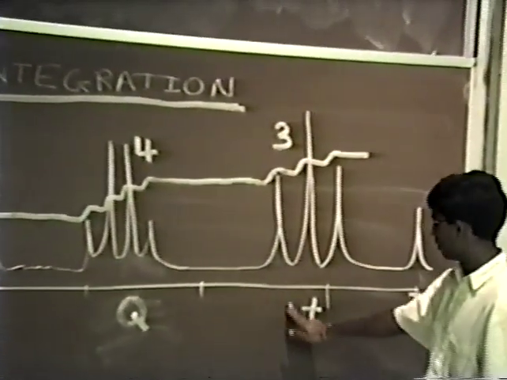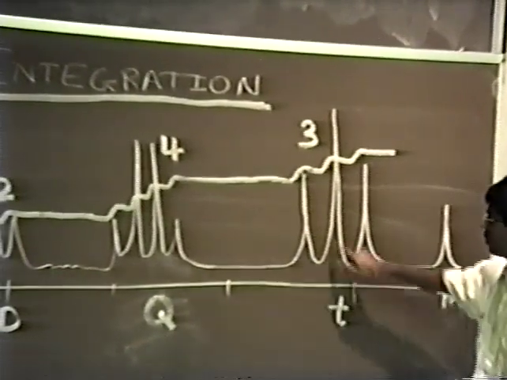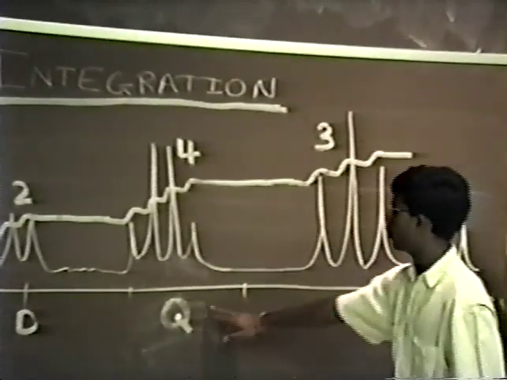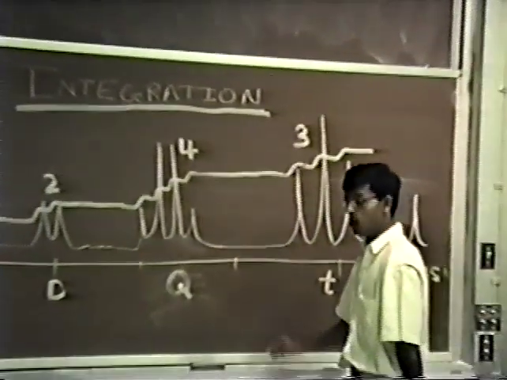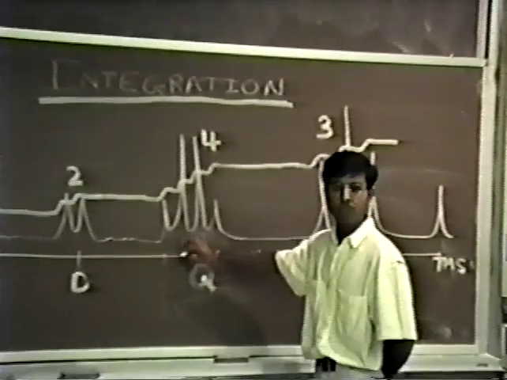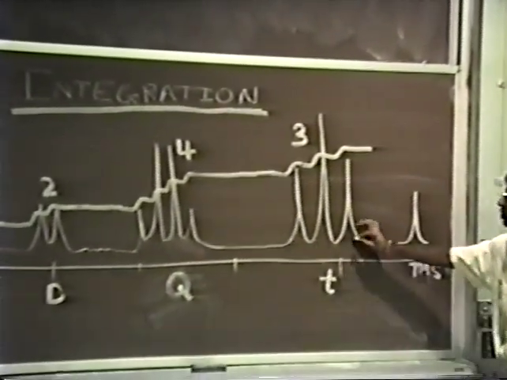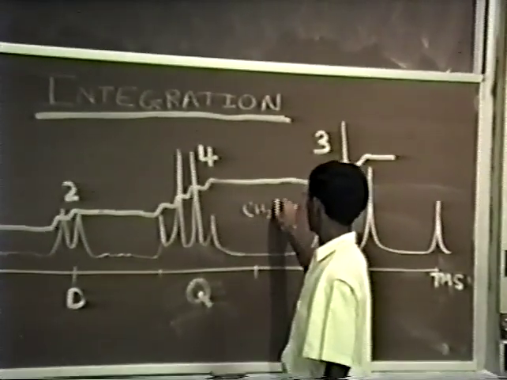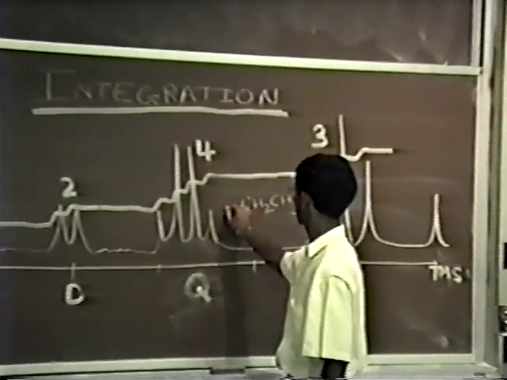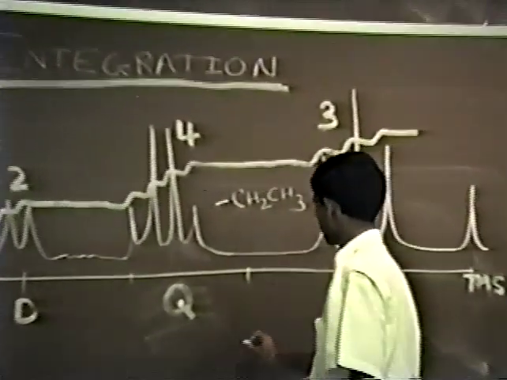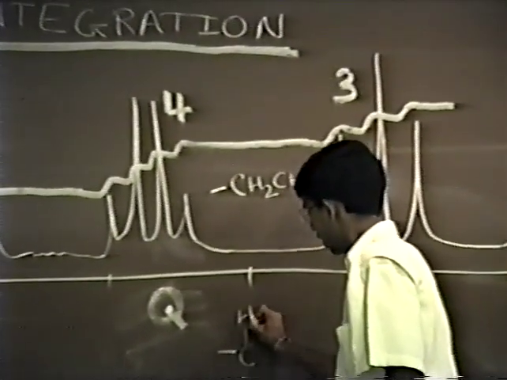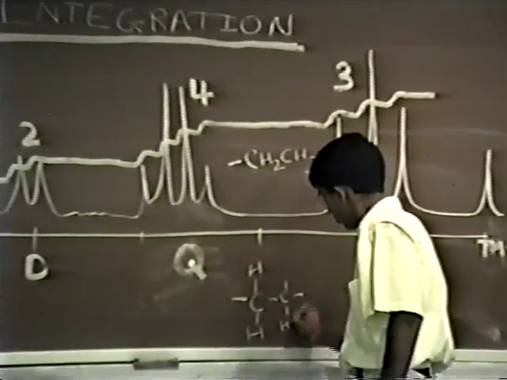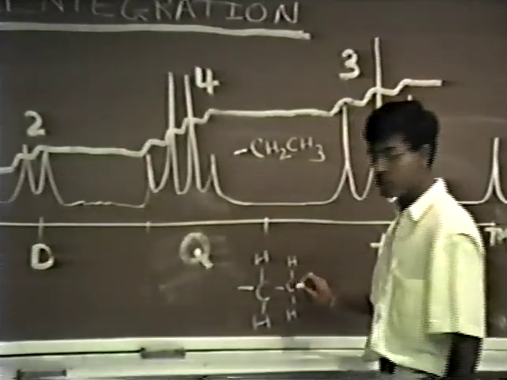This one is a triplet represented by the letter T. As you can see, 1, 2, 3, triplet. I will discuss the 4 and the 3, the quartet and the triplet with you. Whenever you see a quartet around 3.5 or so, I believe, and a triplet, usually it is due to an ethyl group. Let me discuss that in slightly more detail. For example, you can write this as CH2, CH3, 1, 2, 3 H's on the adjacent carbon.